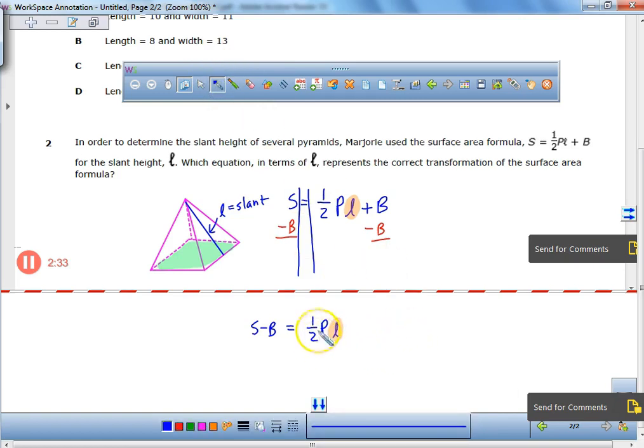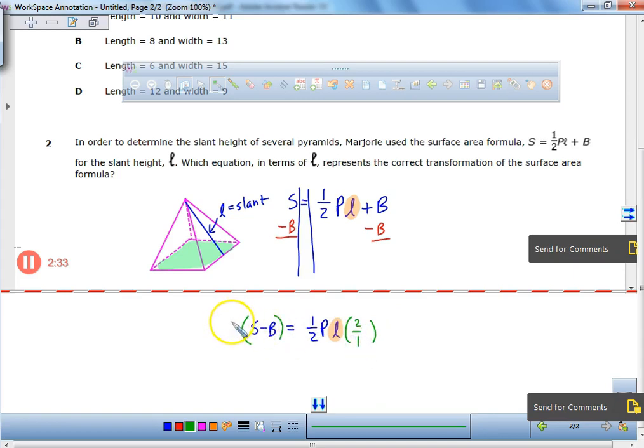Now, sometimes some of you might be tempted to divide both sides by 1/2, but what I'm actually going to do is multiply this whole side by the reciprocal of 1/2. And the reciprocal is 2/1. Now 2/1 is technically just 2, so I'm just going to leave it as a 2. Now what is 1/2 times 2/1? Well, that becomes 2/2, which is just a 1. So these cancel each other out to a 1.